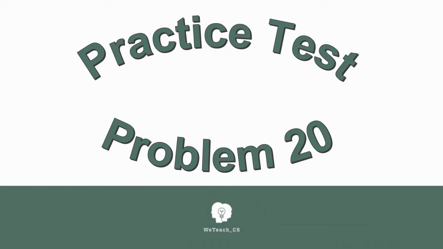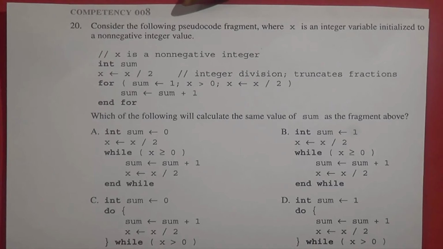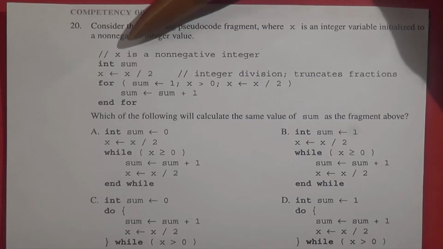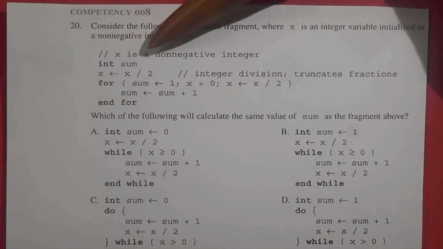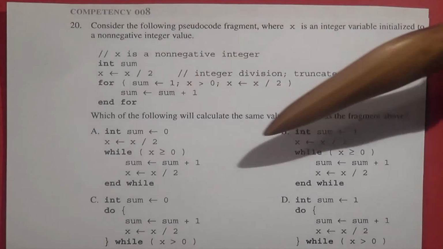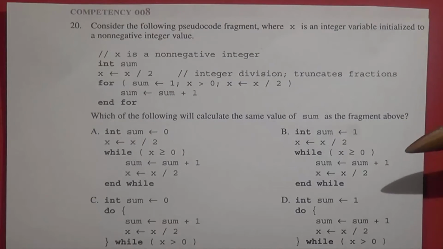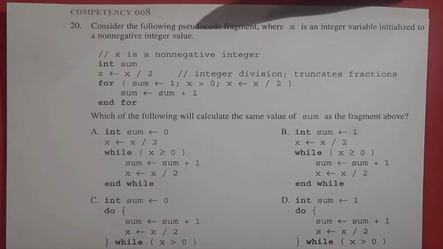Let's talk about question number 20 from the practice test. It says to consider the following pseudocode fragment where x is an integer variable initialized to a non-negative integer value. We're trying to find value x, see how it behaves in this code, and then look at the four choices A, B, C, and D and see which one behaves the same way.